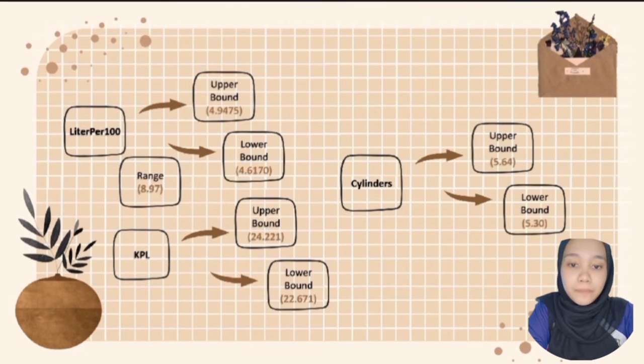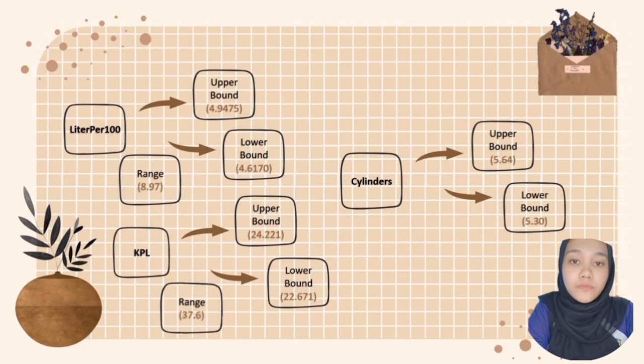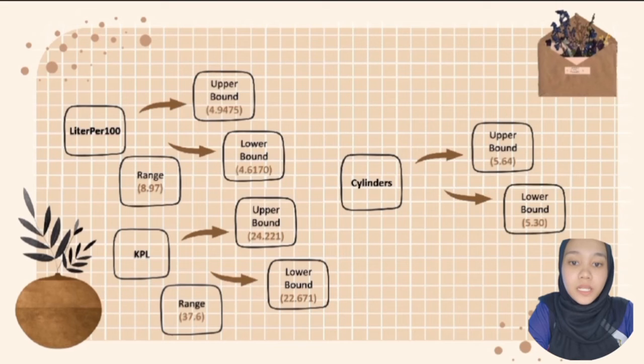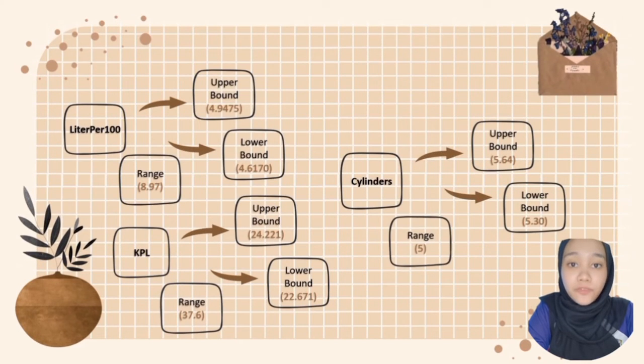Next, the KPL upper boundary is 24.221 and the lower boundary is 221.671. Therefore, the range for the KPL is 37.6. The cylinders upper boundary is 5.64 and the lower boundary is 5.030. The range for the cylinders is 5.